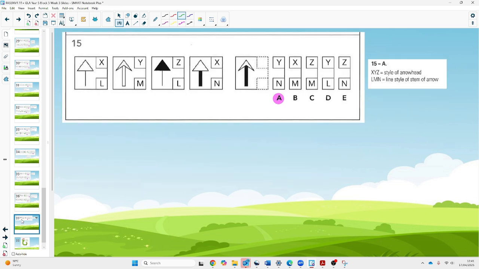And the final question, X, Y and Z is the style of the arrowhead, so we need a Y. You can see this arrowhead here is the same as that arrowhead there. And then L, M and N is because of the line style of the stem. So we need it to be this sort of bold line, big thick bold line is going to be N. So YN is our answer, A.